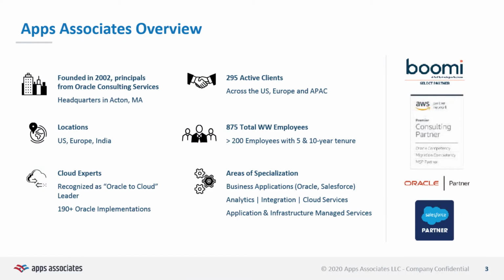So as we get moving into that, I want to give you a quick overview of who Apps Associates is. Our company was founded in 2002. We have 3 different headquarter locations and offices in the United States, Europe, and India. We are recognized as the Oracle to Cloud leader. We have over 875 worldwide employees, and our areas of specialization are business applications, analytics, integrations, cloud services, and of course, applications and infrastructure managed services.